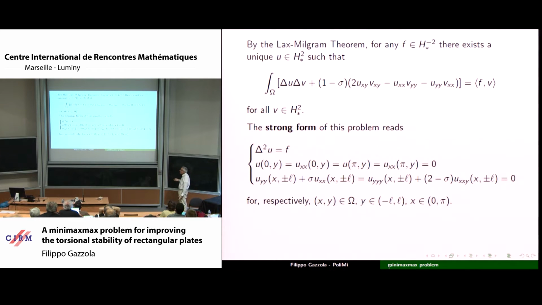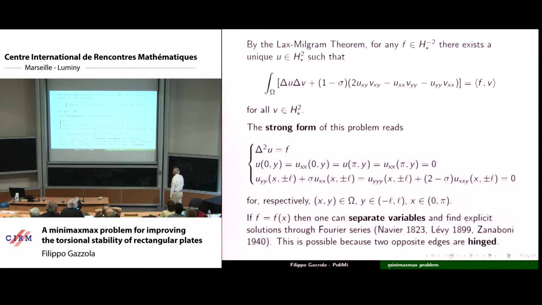Well, you get here the biharmonic of U equal to F, so this is a plate equation. The first set of boundary conditions is on the short edges, and these are hinged boundary conditions, the so-called Navier boundary conditions, while on the free edges you have these ugly boundary conditions of second and third order, which also involve the Poisson ratio. Here you see you have sigma and 2 minus sigma.